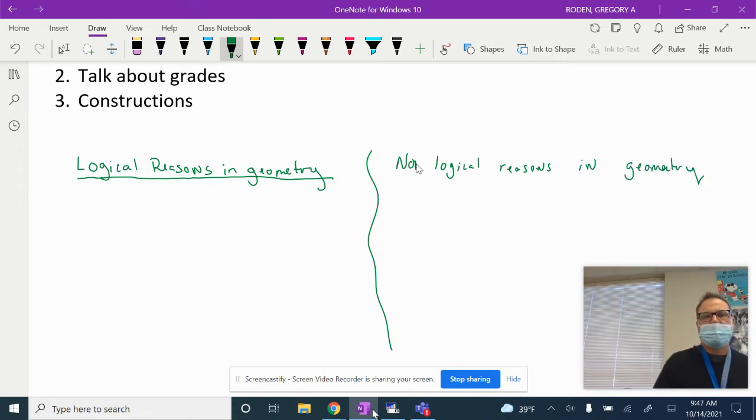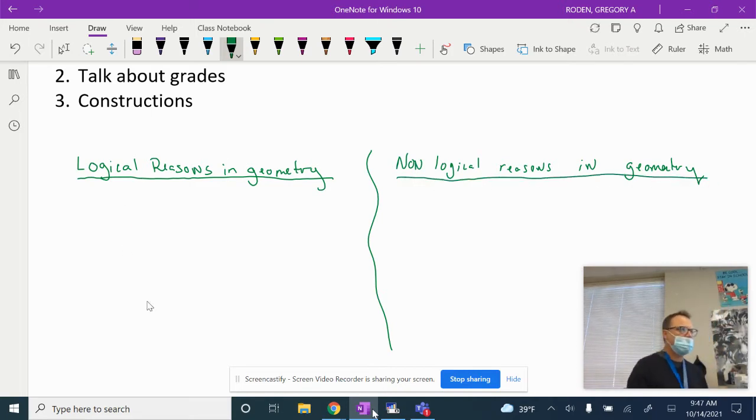So what we're going to talk about is we want to stick with our logical reasons in geometry. Okay? And then I want to talk about some things that aren't bad, but they're not logical reasons we can use in geometry. Okay. So the first logical reason is what? What's our first logical reason, guys? The most obvious one is given, okay?